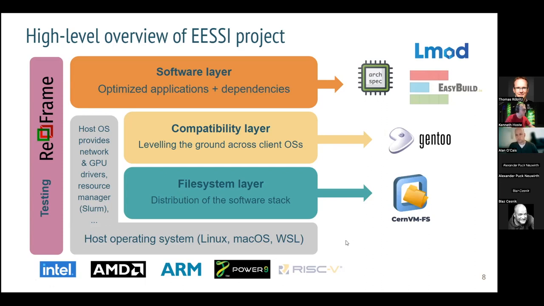The tools that we use are CernVM-FS for the distribution layer. I'll talk a little bit more about these tools later. Gentoo Prefix does the compatibility layer, and then we use EasyBuild to do the software installations. Lmod provides the user interface, so that's the module environment, and archspec is the tool that we use to automatically detect what architecture you're working on. So these are lots of names I've dropped there.